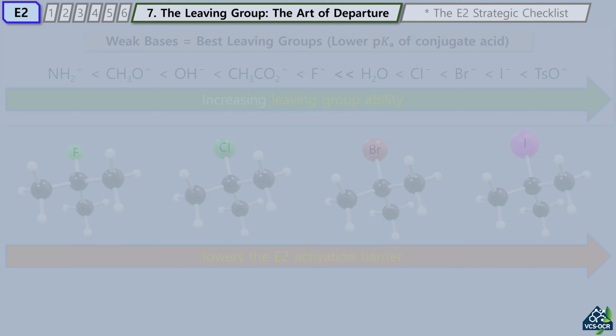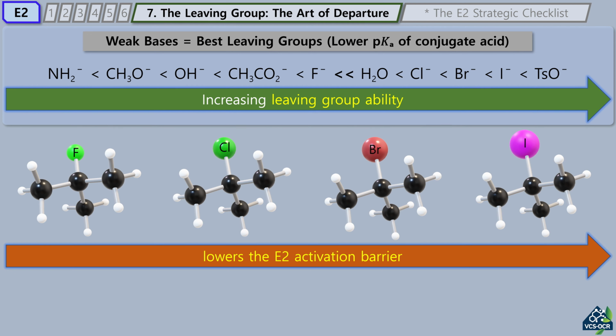Section 7. The leaving group, the art of departure. The efficiency of an E2 reaction depends on how effectively the leaving group accommodates the developing charge, as the carbon-leaving group bond breaks in the transition state. Simply put, the best leaving groups are weak bases, the stable conjugate bases of strong acids. A better leaving group lowers the energy required to cleave the carbon-leaving group bond in the concerted transition state. This is why larger, more polarizable ions like iodide leave more readily than bromide or chloride.